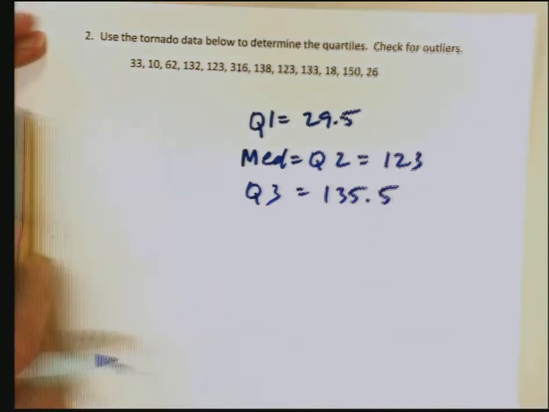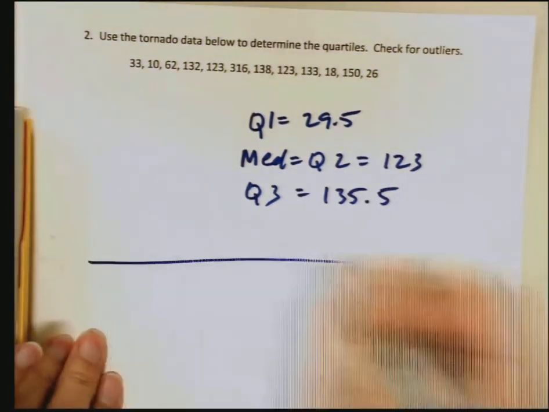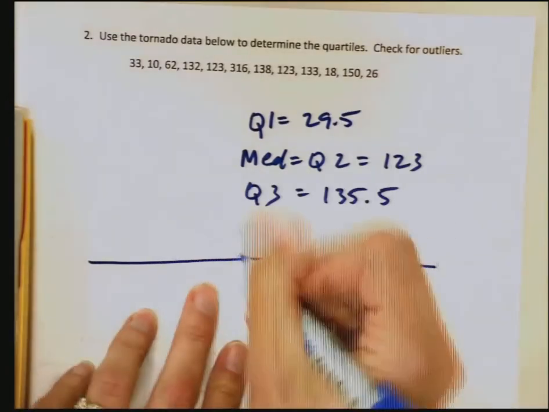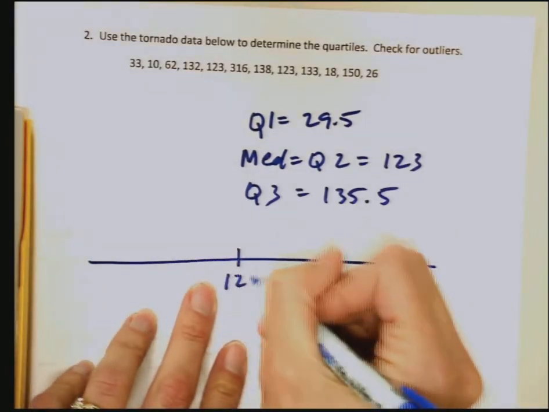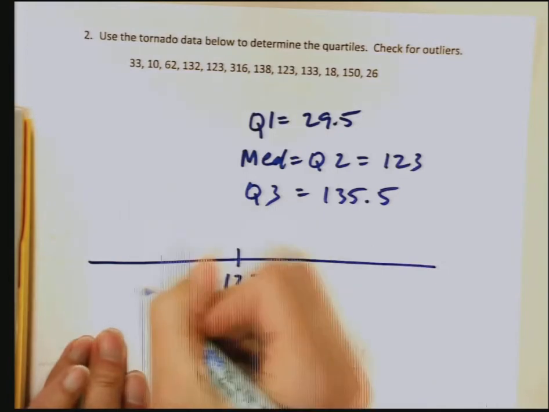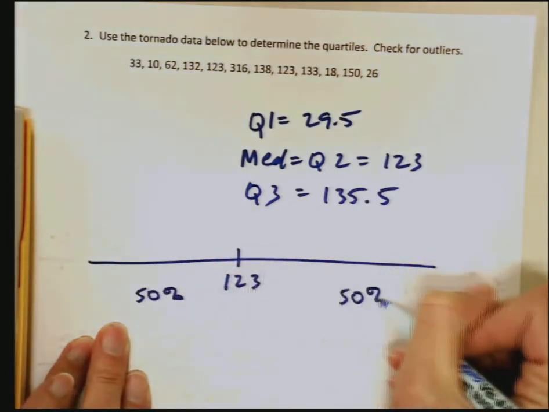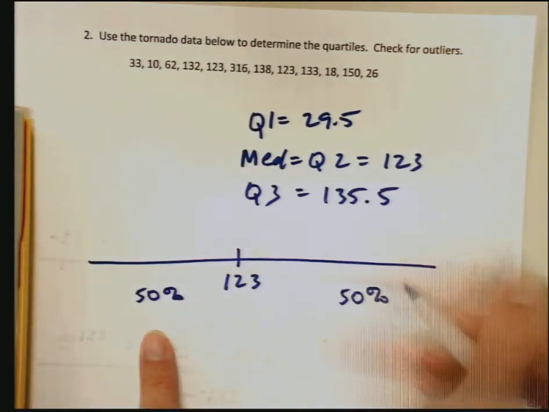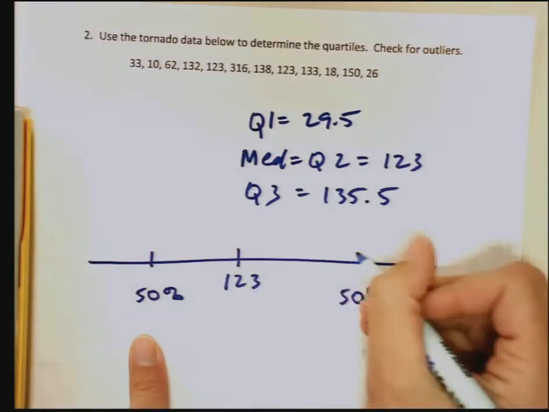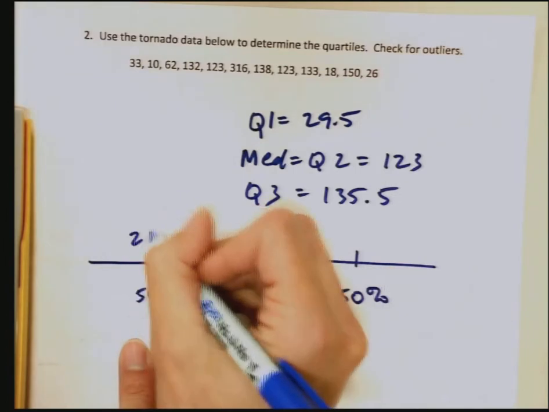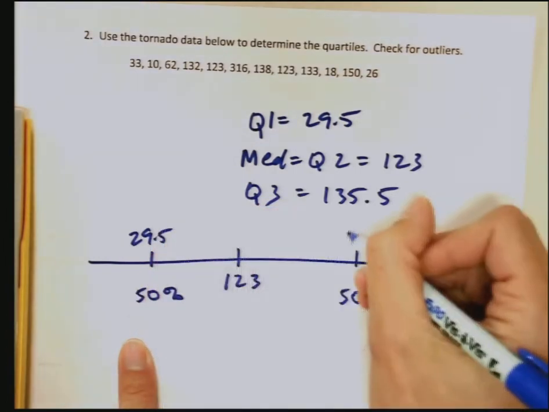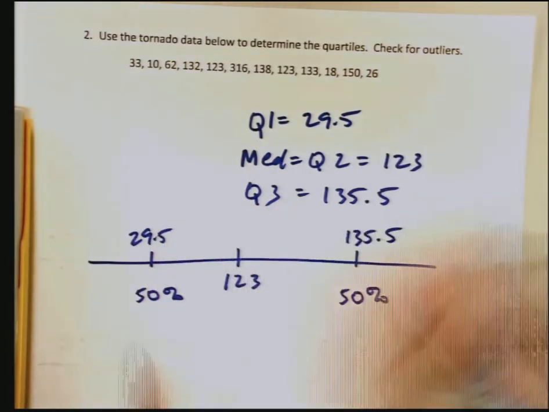So as I look at my data, and I'm not going to write it down because there's a lot of it, 123 splits my data into 50% portions, so 50% below 123, roughly, and 50% above. Quartile 1 and quartile 3 are at 29.5 and 135.5.